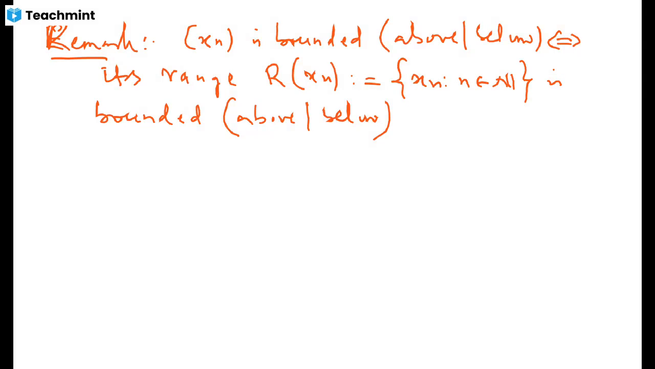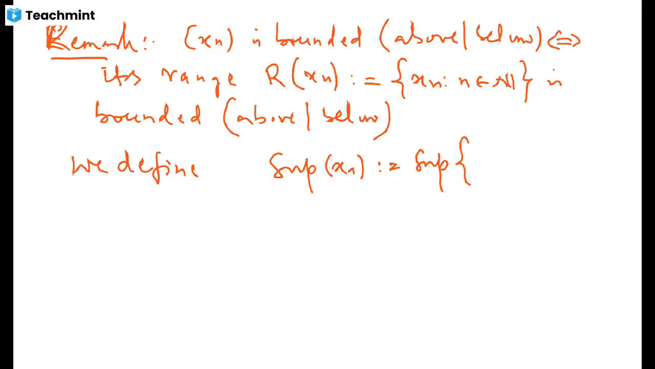So now we define its supremum and infimum as well, and all the results that are true for supremum and infimum hold for sequences also. The supremum is also known as the least upper bound, and the infimum is also known as the greatest lower bound. We define the supremum of the sequence xn to be the supremum of its range set, and its infimum is defined as the infimum of its range set.